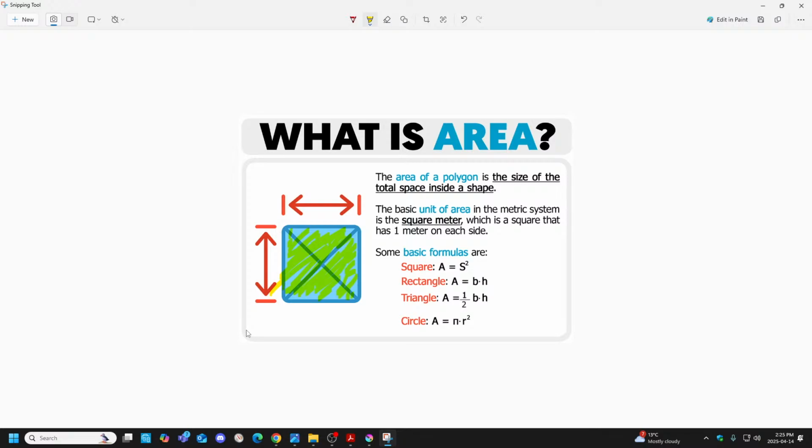Area has many practical uses, including calculating the amount of carpet needed for a room, for example, the amount of paint for a wall, or the size of a field, right? Whether it be a football or a soccer field. For example, the area of a rectangle is calculated by multiplying its length and its width, right?